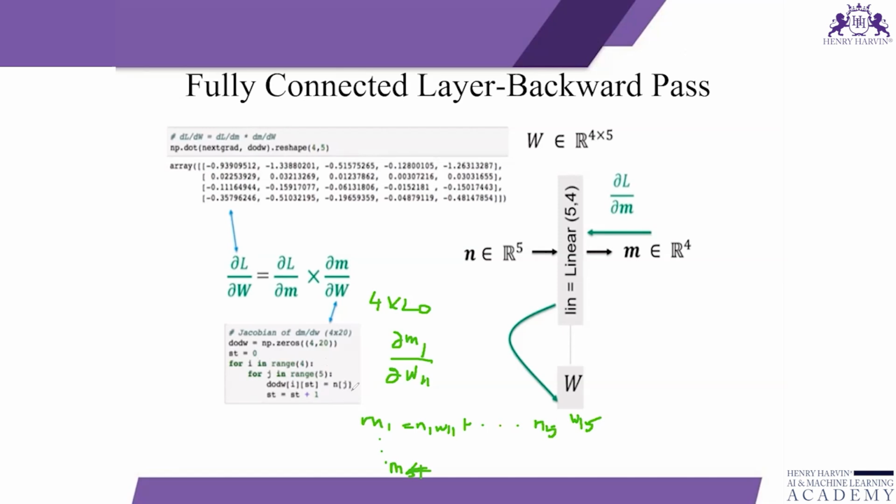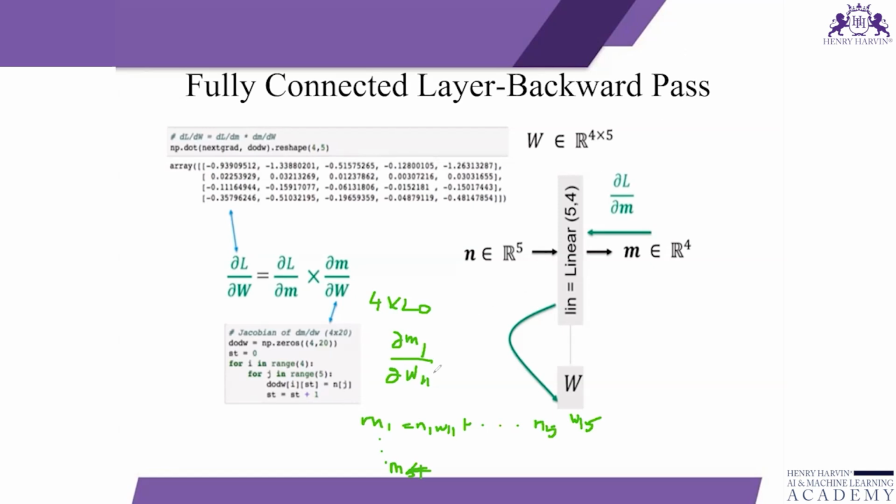So let's compute dou m1 by dou w11. What we want is dou m1 by dou w11. So everything will be a constant. Only this element under consideration will be non-zero. And again, we are differentiating it with respect to dou w11, so w11 will cancel and we will get only n1, right?